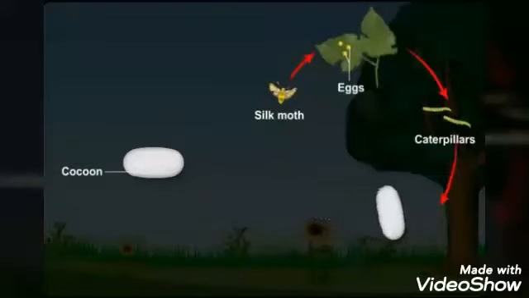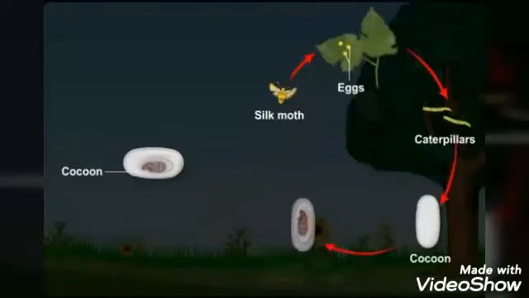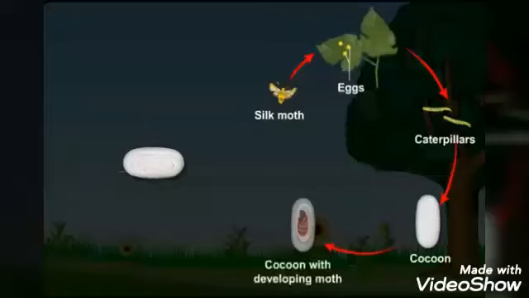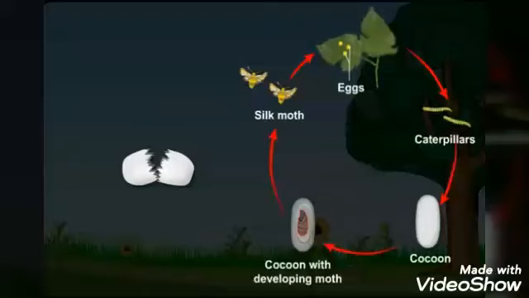Further development of the silkworm takes place inside the cocoon. After some time, the pupa enters the adult stage and emerges out of the cocoon as a moth. The entire process thus continues and is known as the life cycle of a silkworm.